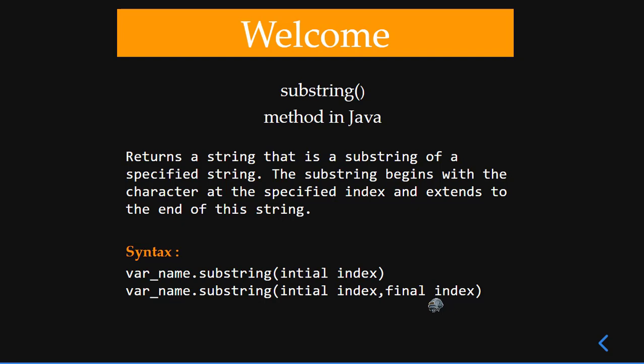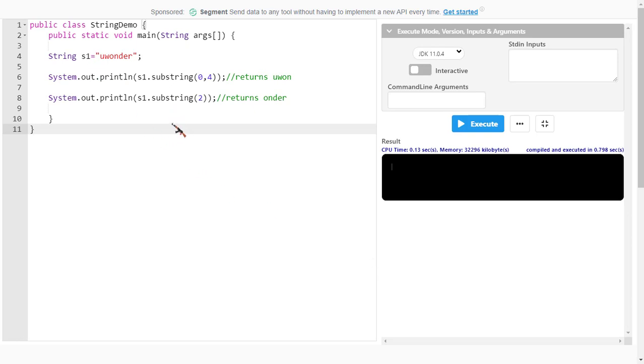Now it's time to write code and understand this method. Here I created a class named StringDemo. In that, this is the main method. In that I created a variable named s1. Let's change this variable name to str. Str stands for string. So I created a variable named str, which is of string type, and I assigned it the value "under".